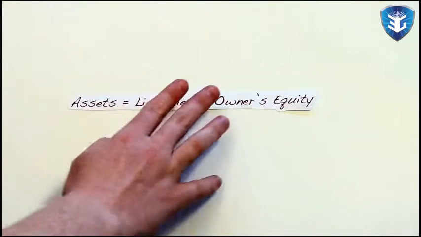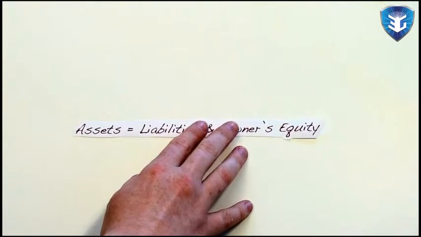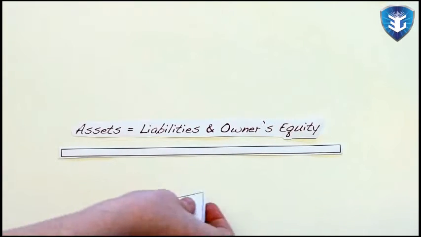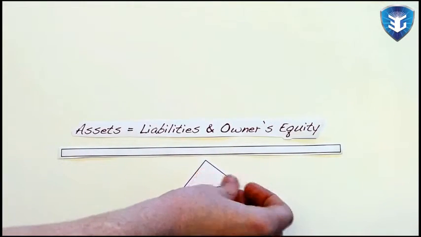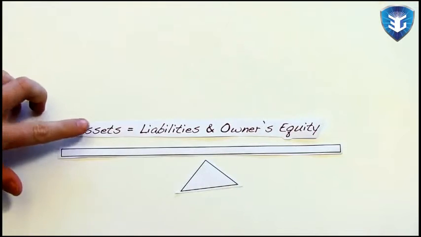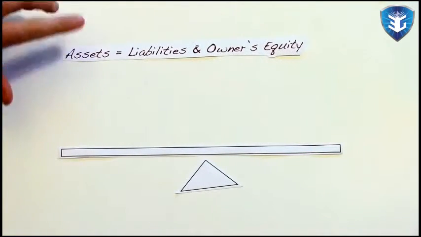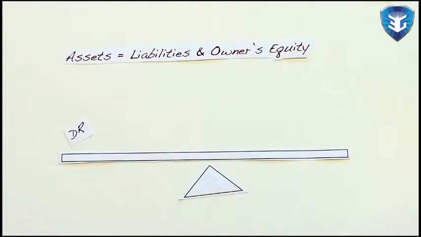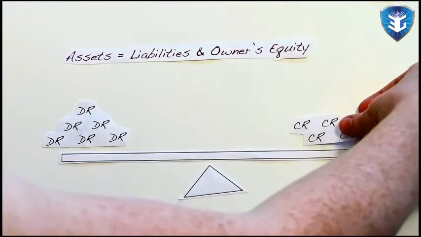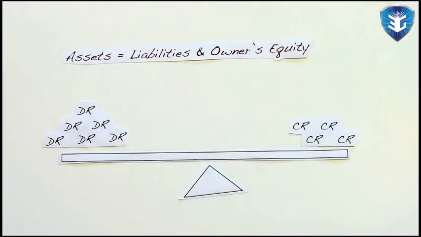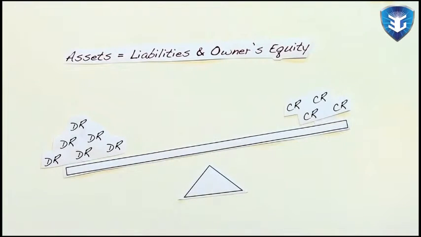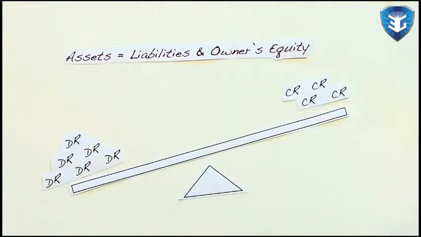Double entry accounting is based on the fundamental accounting equation. Assets equal liabilities plus owner's equity. For this equation to work, there must always be a debit entry and a credit entry recorded for everything to balance. In the end, all debits must equal all credits. If they don't, the entry is out of balance, and this will throw off all of the balances for the system.